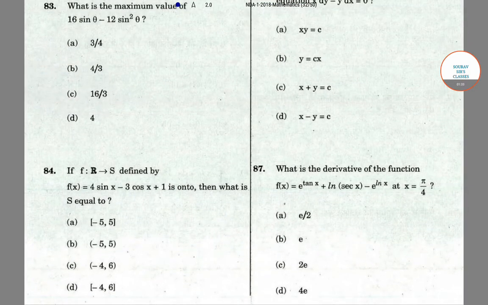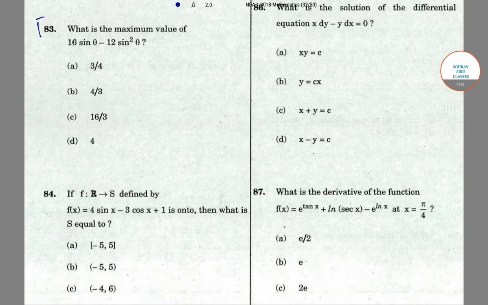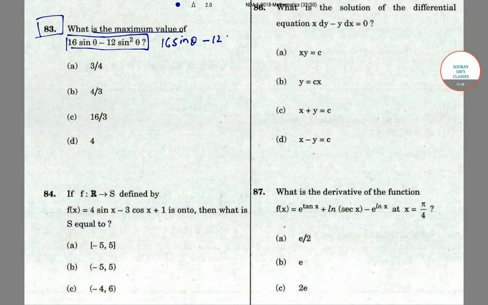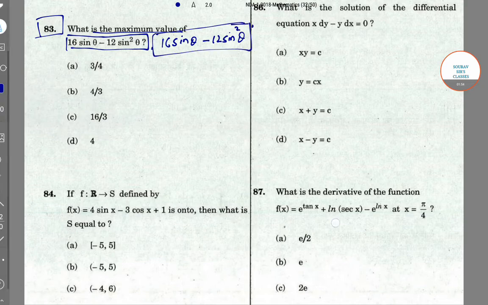In question number 83, as you can see, what is the maximum value of 16 sine theta minus 12 sine square theta? So we have to find the answer for this question.